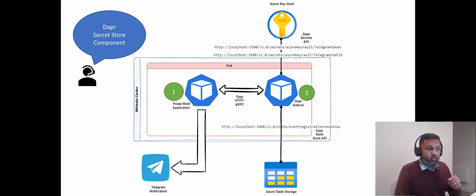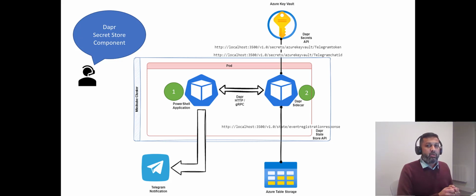The Dapr sidecar is responsible for communication between Azure Key Vault and Azure Table Storage, and gives back the information to my PowerShell web application. The communication between the Key Vault and the Azure Table Storage is enabled through the Dapr API. You see the endpoint here for the Dapr Secrets API, which is pointing to localhost 3500, that's my Dapr port. v1.0/secrets is the endpoint route, and azurekeyvault is the technical name of my Dapr Secrets API. Telegram token and Telegram chat ID are the two secrets already created in my Azure Key Vault.